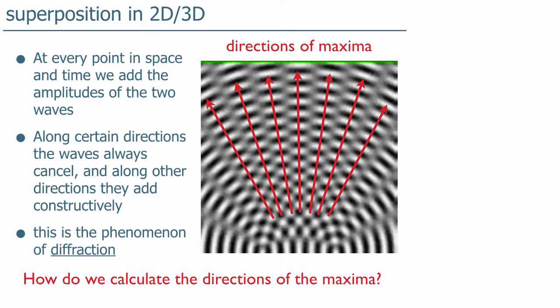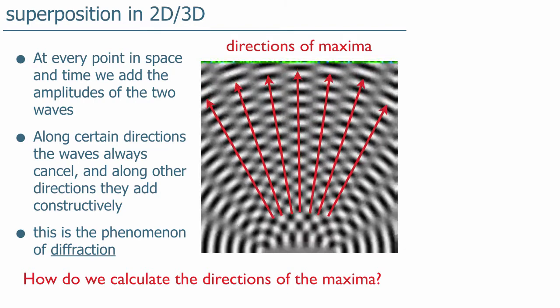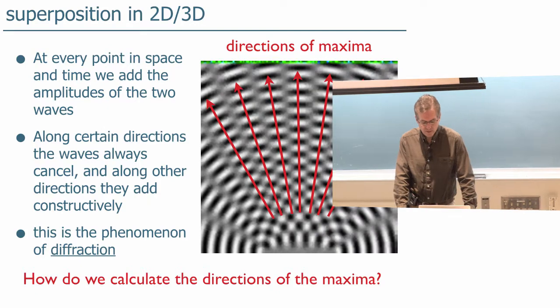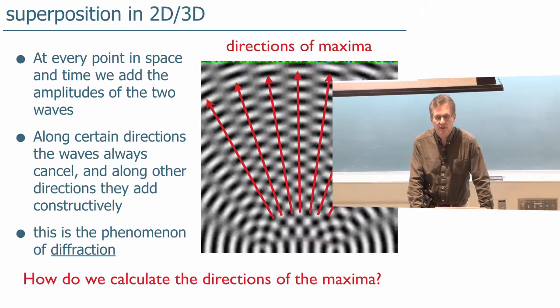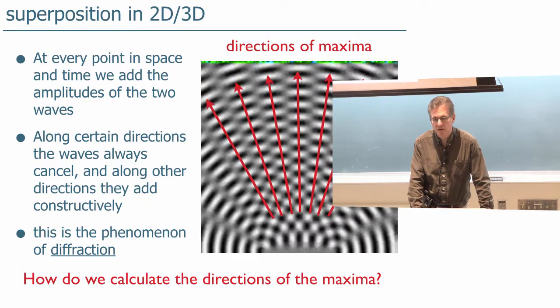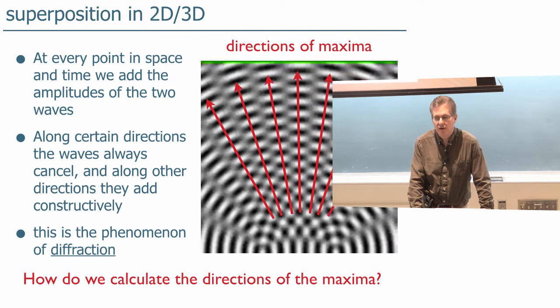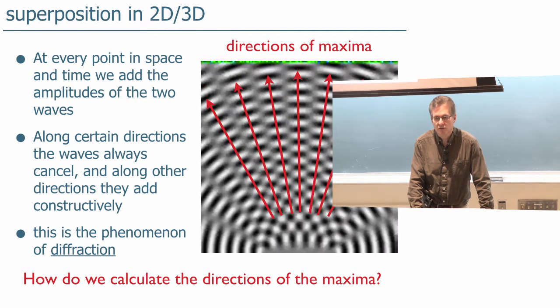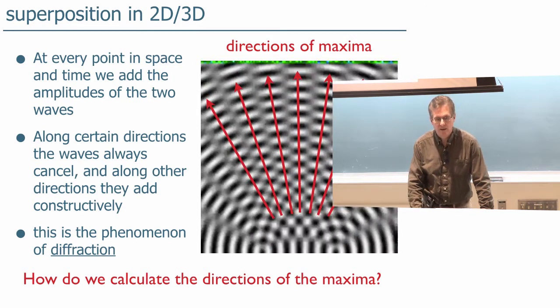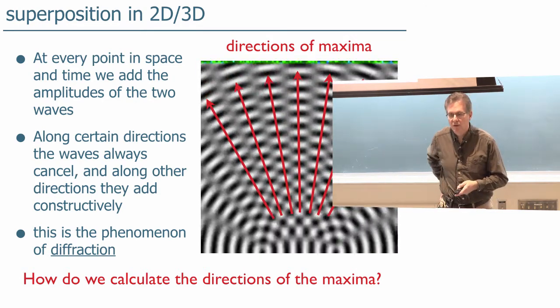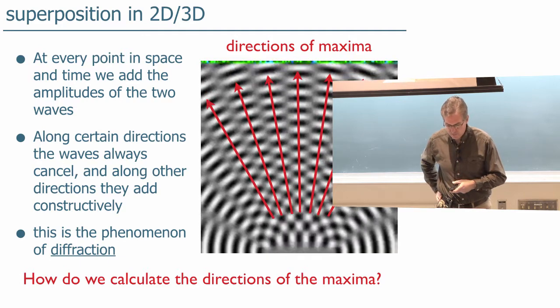But this is the phenomenon called diffraction, and it's very important. And as we'll see in the next lecture, it led to the great revolution in biology of being able to figure out the crystalline structure of molecules, especially DNA, and now thousands or even millions of other biologically related molecules.